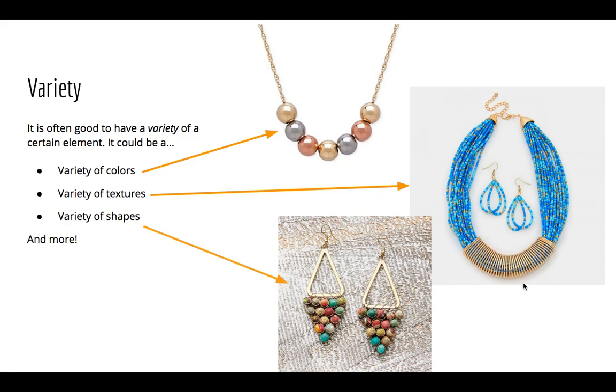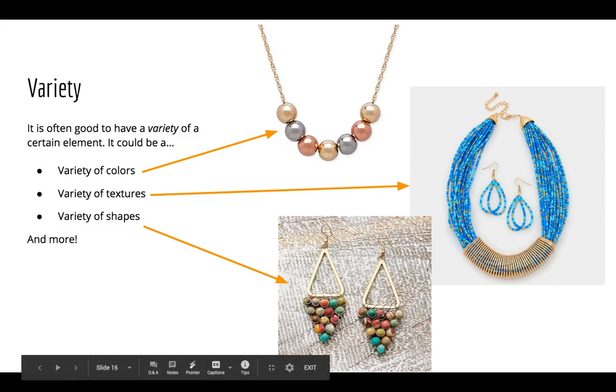Variety of shapes we have going on here. I actually really like these earrings. We have the shape triangles here, and then it compares down here. We have the circular shapes. So we've got a variety of shape going on, and a variety of colors on this one as well. And this one. So there's a lot of variety happening.